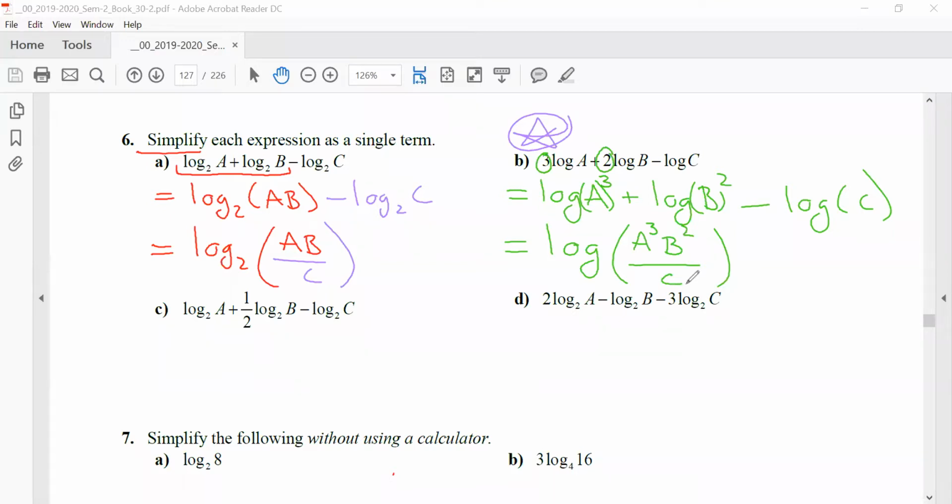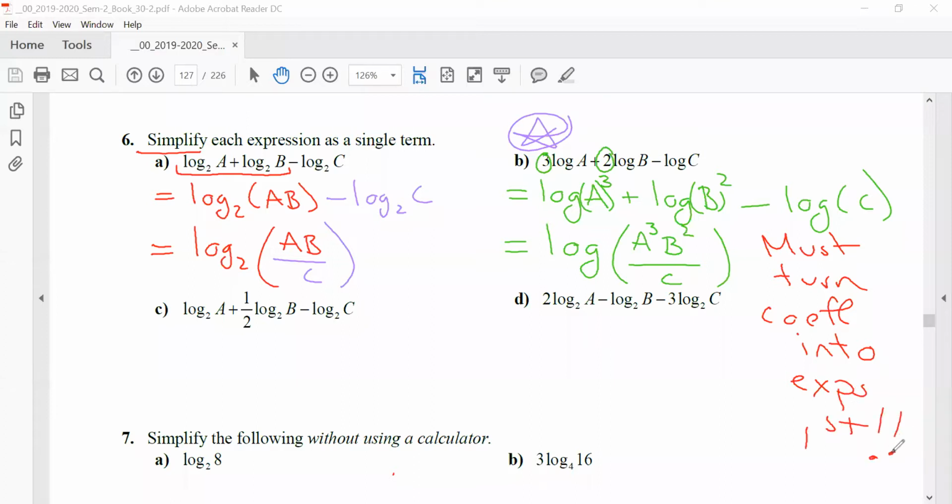So let's write that big rule down there. Pretty red for a big rule. When I'm simplifying, I must turn coefficients into exponents first. Okay, I can't stress that enough.